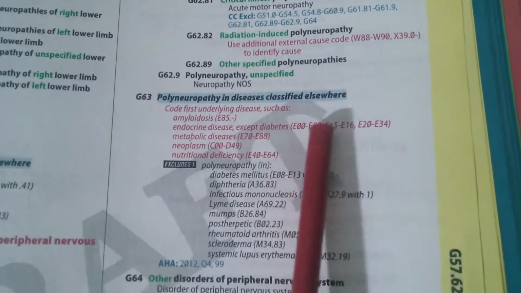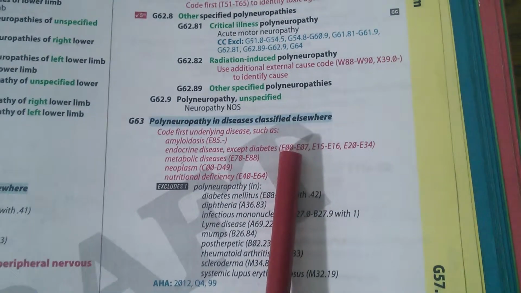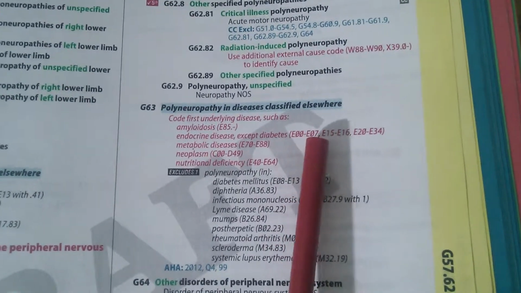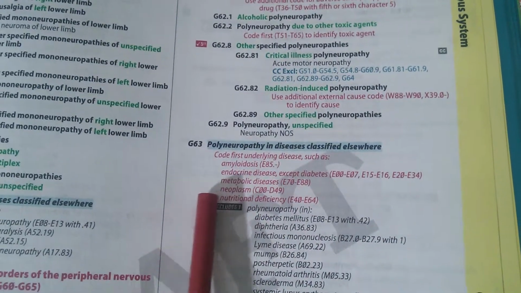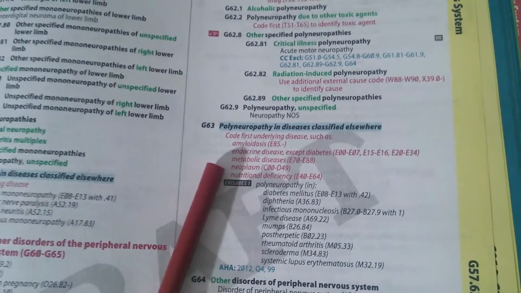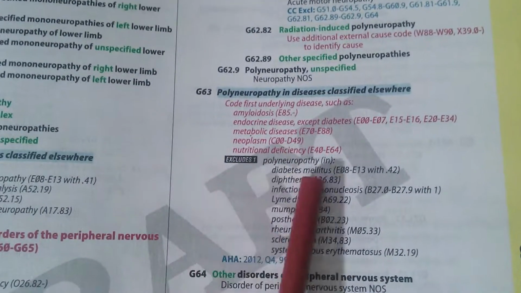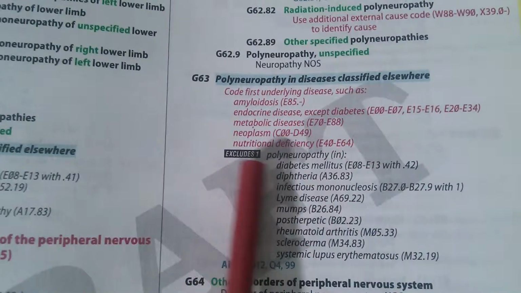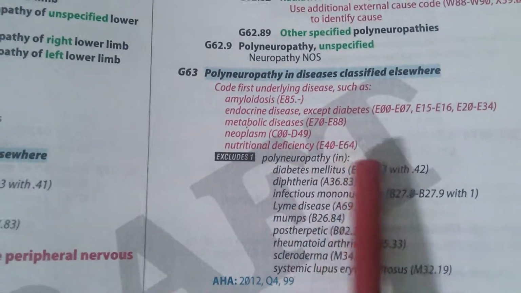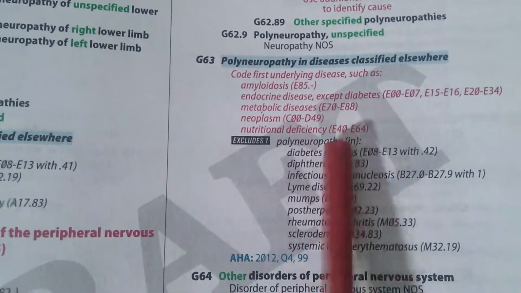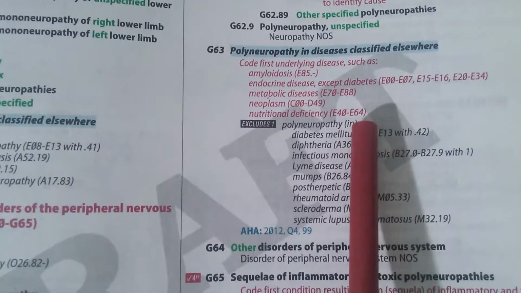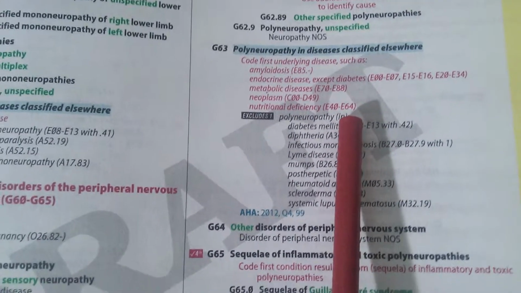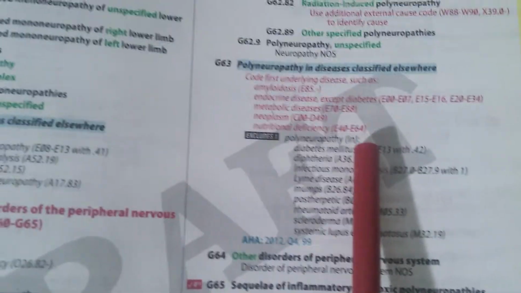What does it say? It says polyneuropathy in diseases classified elsewhere. And as we were anticipating, it says code first the underlying disease, and do we have something with metabolic there? Or nutritional is what we're looking for, right? All the way down is nutritional deficiency, and it gives you a range, E40 to E64. It means it could be any of the codes from E40 to E64. But we already have one code from the index, so all we have to do is first check that it falls within this range.